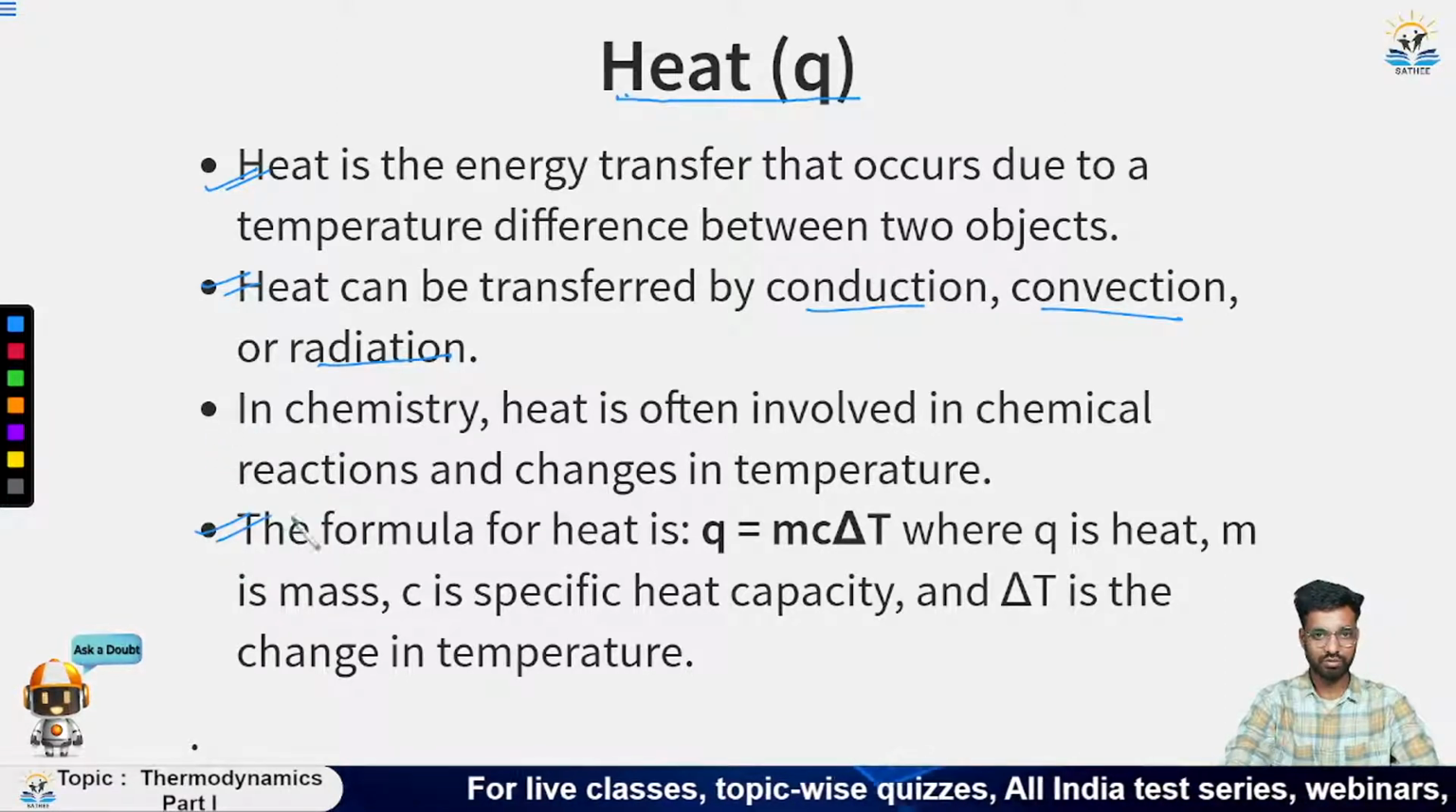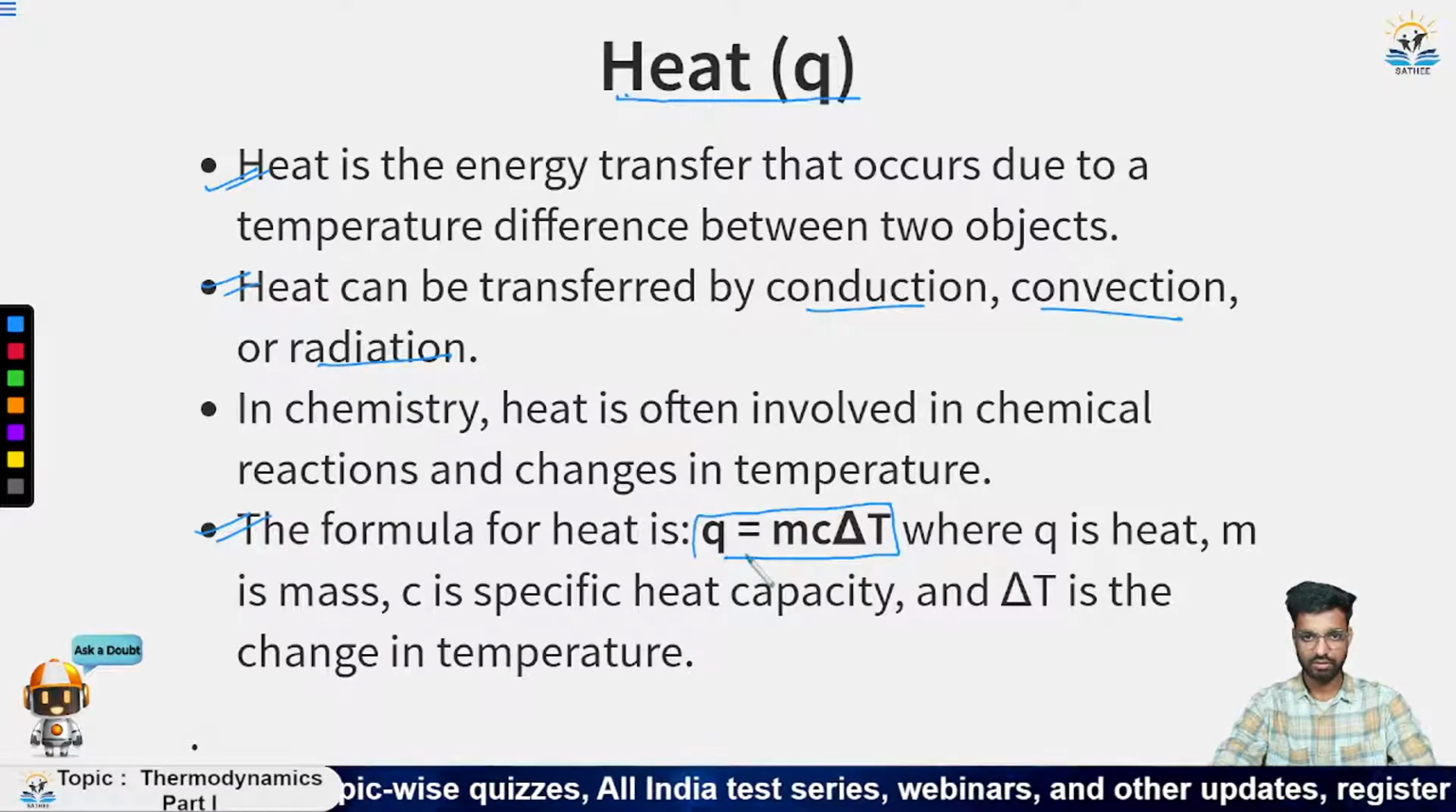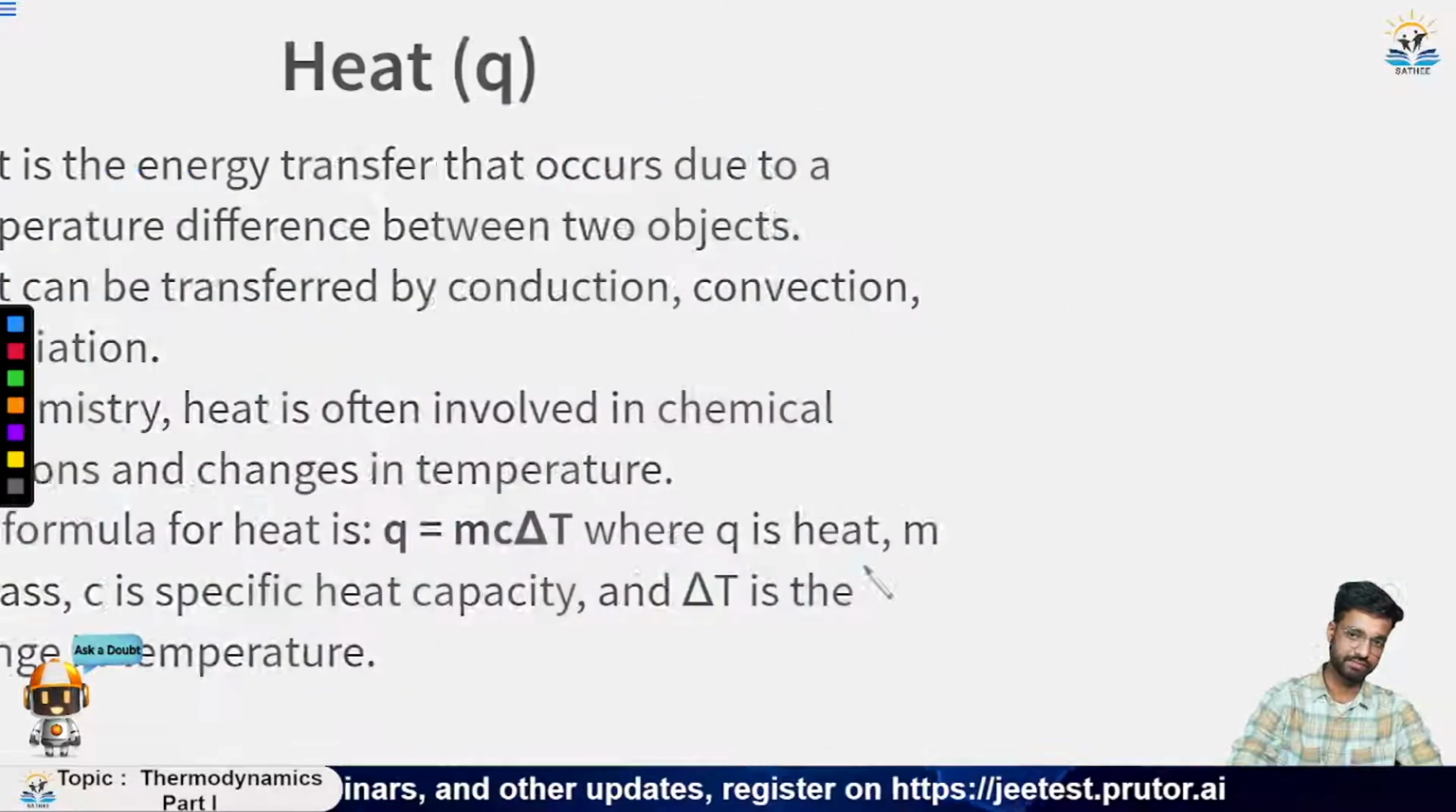So the formula that is used for heat is Q equals m C delta T. Here C is the specific heat capacity, m is the mass, and delta T is the temperature change.